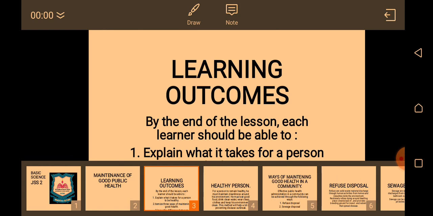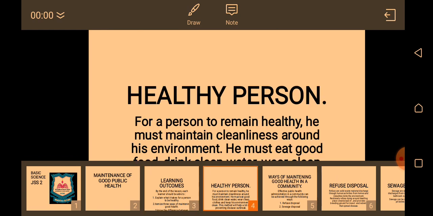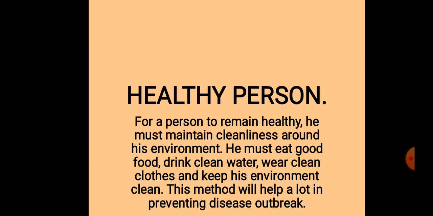The first one, you should explain what it takes for a person to be healthy. Number 2, ways you can maintain good public health. And 3, difference between refuse and sewage. Let's look at what it takes for a person to be declared as a healthy person. Before you can say someone is healthy, the following must have been seen in the person's life.